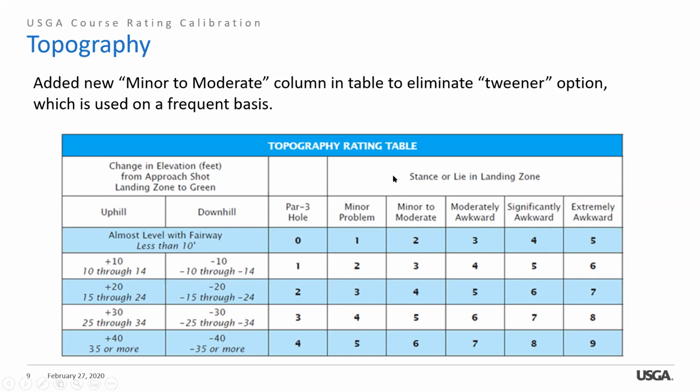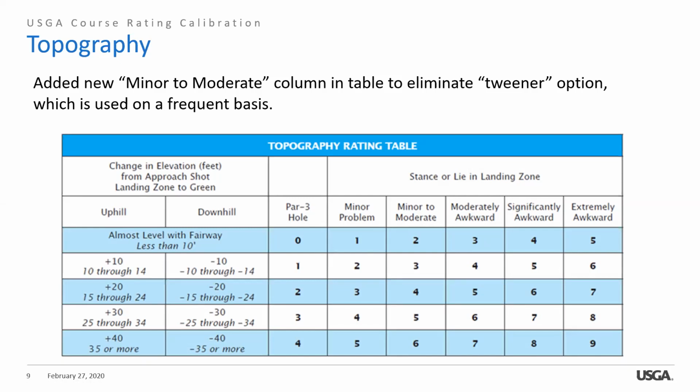Yeah, I understand that. My question was why the adjustment on the approach shot only? If you've got more than 10 feet of elevation change on your second shot on a par 5, why wouldn't that also count as the second line here instead of the almost level with fairway?